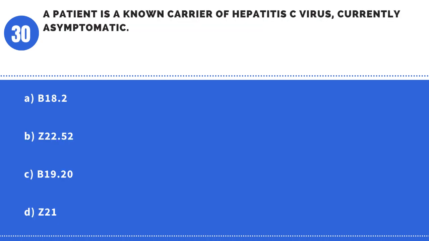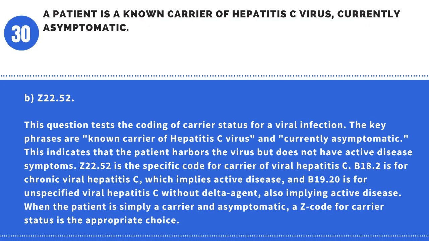Question 30. A patient is a known carrier of hepatitis C virus, currently asymptomatic. A. B18.2. B. Z22.52. C. B19.20. D. Z21. Answer B. Z22.52. This question tests the coding of carrier status for a viral infection.